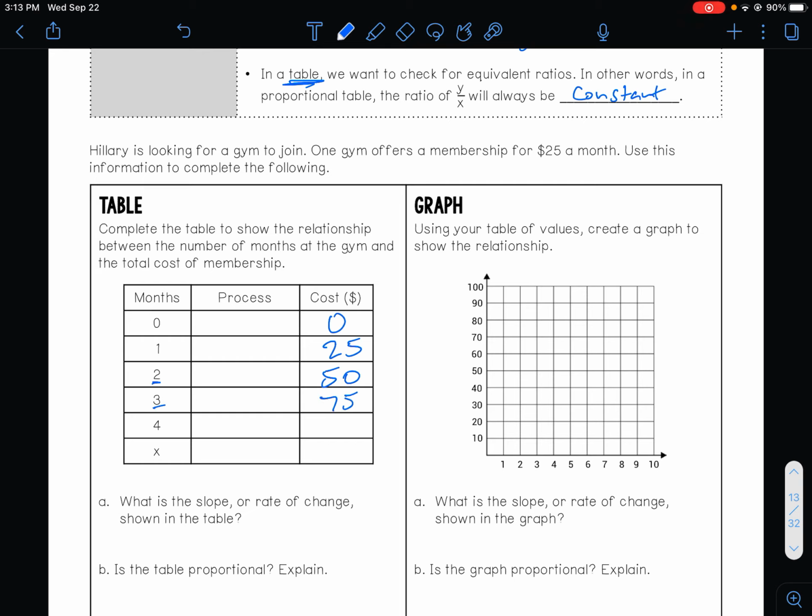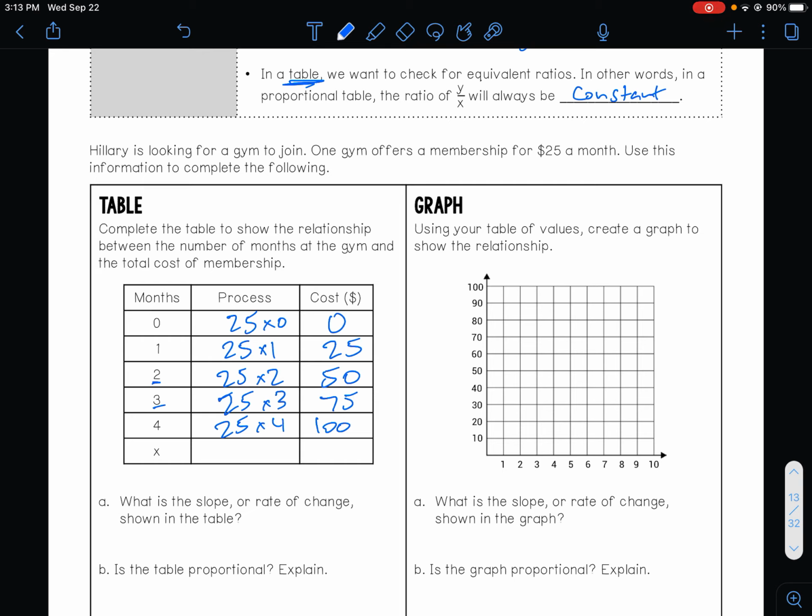How do I know this? Basically, I'm multiplying by 25. So 25 times the number of months: 25 times 2 months, 25 times 3 months, 25 times 4 months, that equals 100. And then this would be 25 times 0 months, which equals 0, of course.